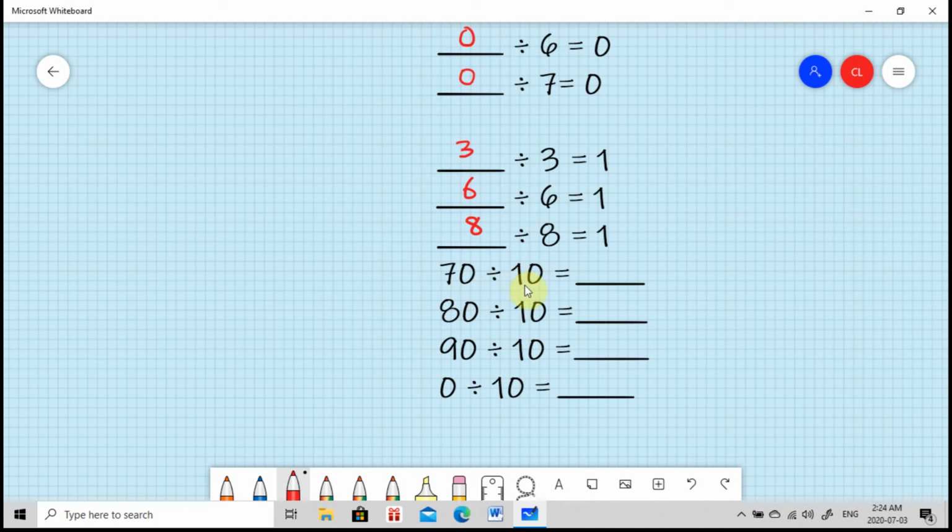Okay, now what about this one? I know that 70 divided by 10 is 7, because 10 times 7 is 70. 80 divided by 10 is 8, because 10 times 8 is 80. 90 divided by 10 is 9, because 10 multiplied by 9 is 90. 0 divided by any number is 0, and you can also check: 10 times 0 is 0. So this is it for our revision.